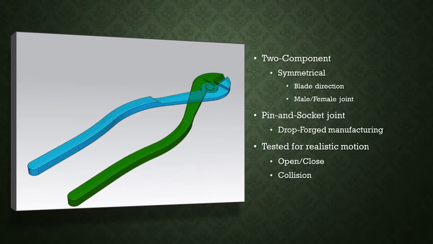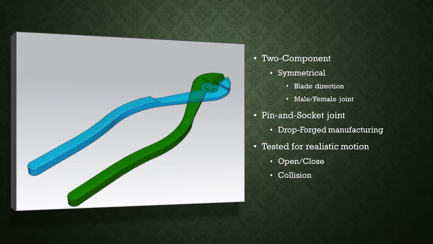We chose a 2-component assembly. Each arm is symmetrical. They're the same, just rotated 180 degrees, except for things like the blade direction, which is opposite on the left and right hand handles, as well as the pin and socket joint. One has an extruding pin joint, while the other one has an inset for that easy connection.